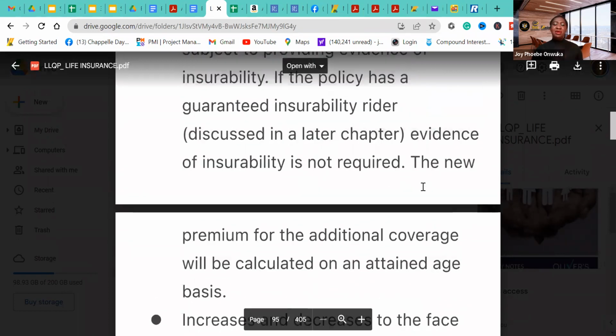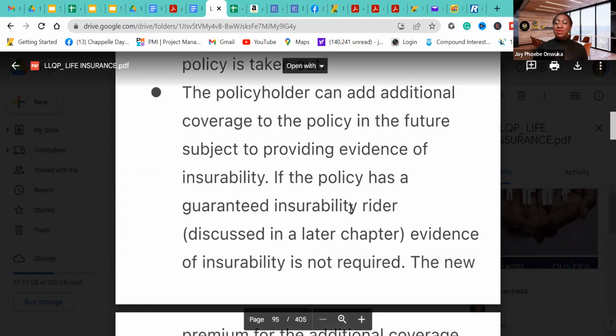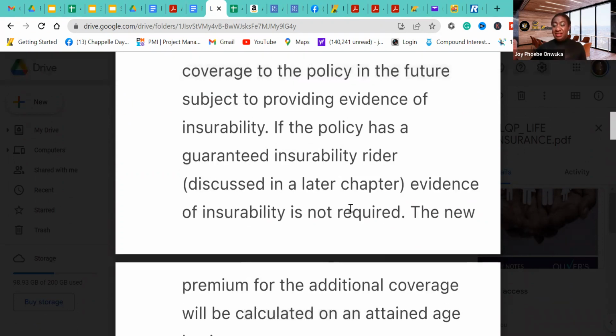What is this talking about? You see insurability, you see here attained age. You've seen this before, haven't you? All right. This is basically telling us that a policyholder can add additional coverage.